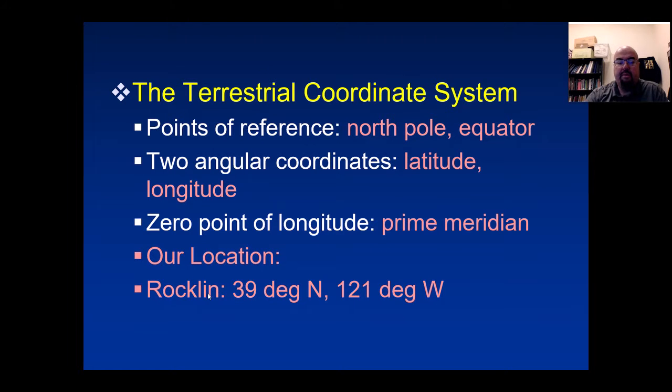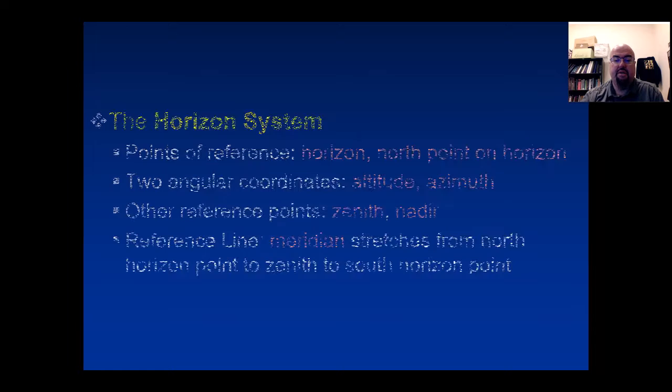Now, of course, we have our position on that. I showed Sierra College, but it has a very specific position, and that is 39 degrees north latitude, 121 degrees west longitude. One thing to point out is a degree is actually pretty big, so a lot of times they'll go down to decimal degrees. And if you're using GPS to find somewhere in a car, it's very, very detailed where it is.